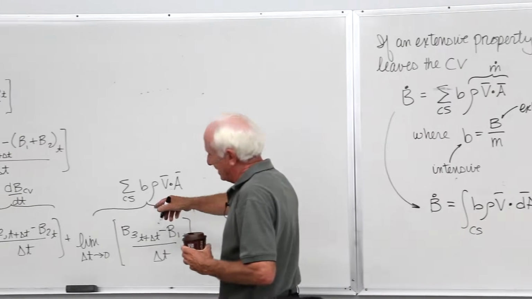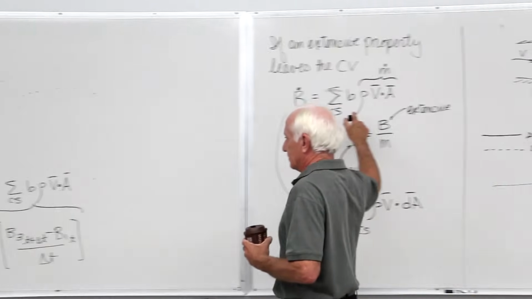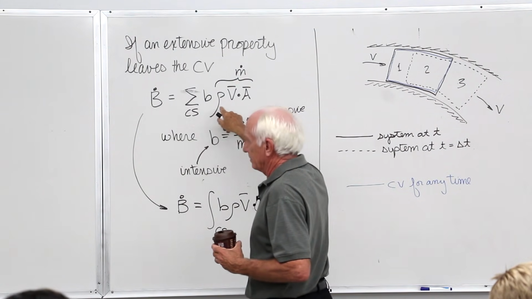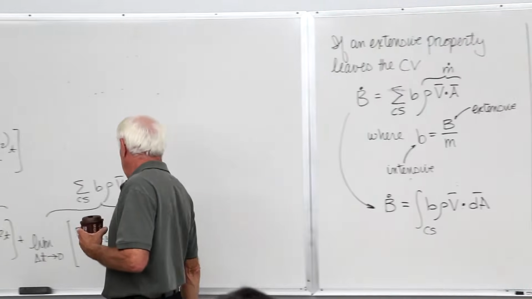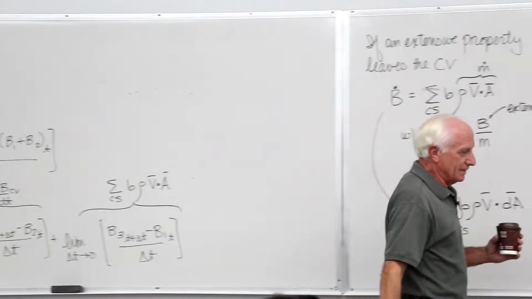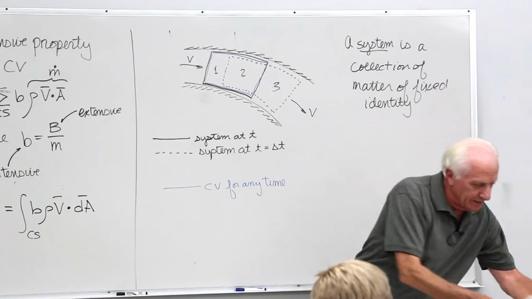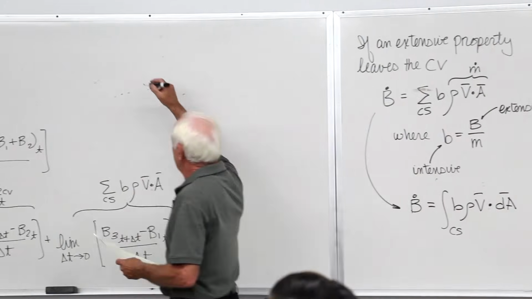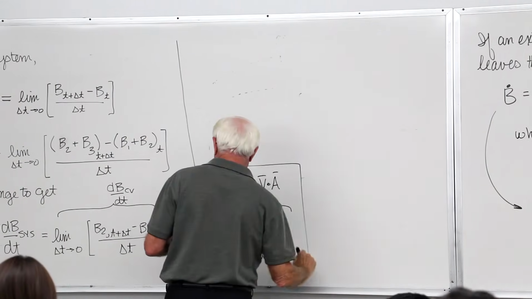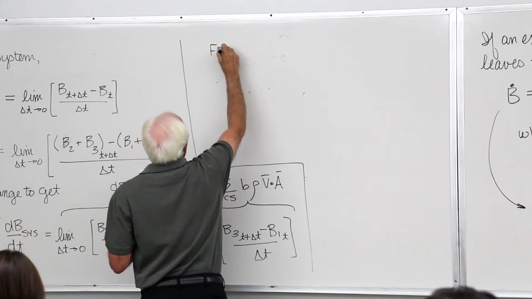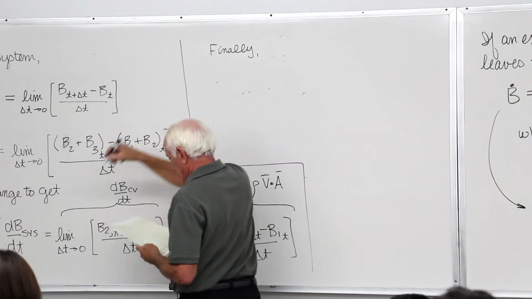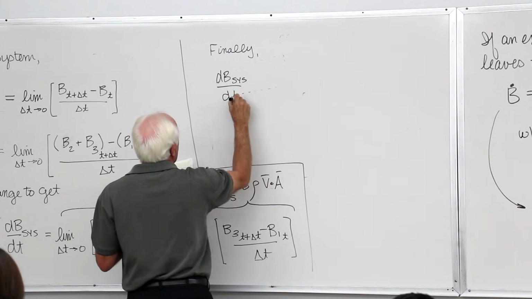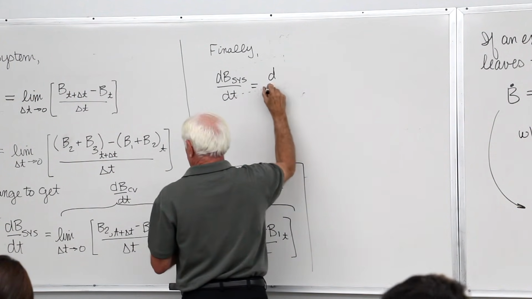Now where did this term come from? I just erased it, unfortunately. Maybe it's still up here. Yes, here it is. Rho B V dot A is what came out minus what came in. So that's what that term is. Let's then combine these two into one equation. We'll put that up here. dB system/dt.